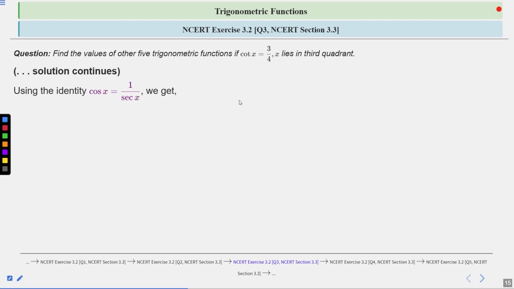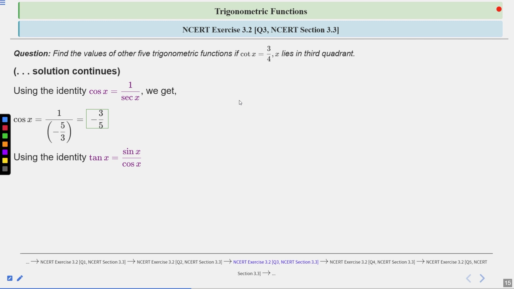Now, using the identity cos x is equal to 1 upon sec x, we get cos x will be equal to 1 upon minus 5 by 3, which is equal to minus 3 upon 5.